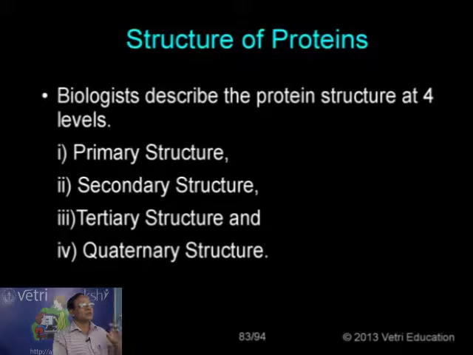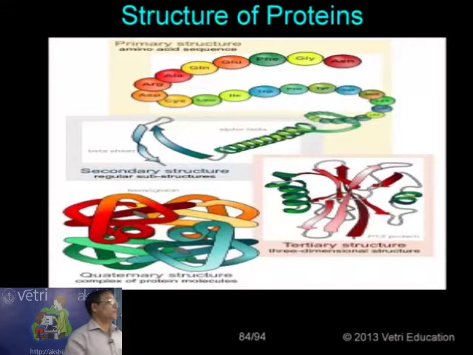Altogether, there are 4 different configurations of proteins. One, a primary structure; another one, a secondary structure; third, a tertiary structure; and the fourth, a quaternary structure. These are all the 4 different protein configurations, based on the arrangement of the amino acids we have. Here I represented all the 4 types.